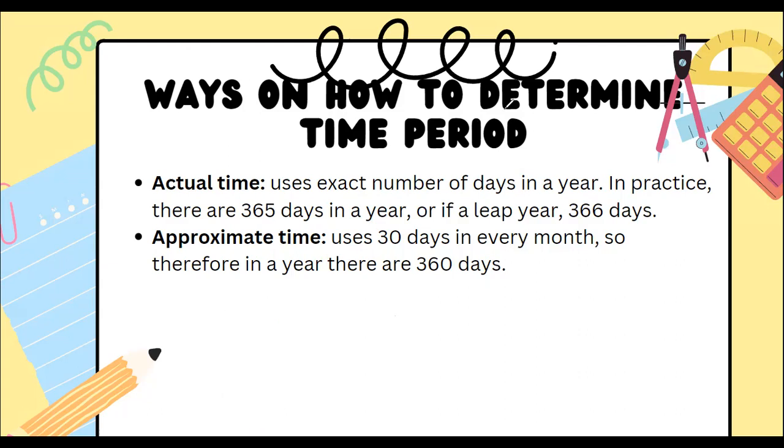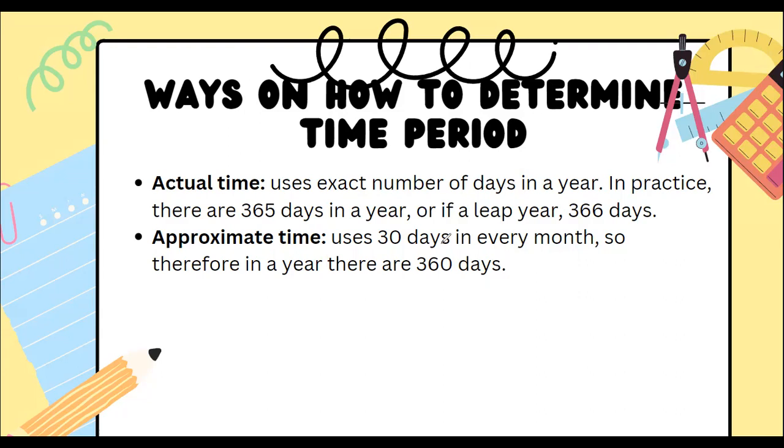Okay? Next, proceed tayo for approximate time. When we say approximate time, no, it uses 30 days in every month. So therefore, in a year, there are 360 days. So again, no, in approximate time, kahit yung given month is up to 31, for example, si December, hanggang 31 days siya, no? But in approximate time, we will use 30 days lang. Okay? So again, all months are 30 days.